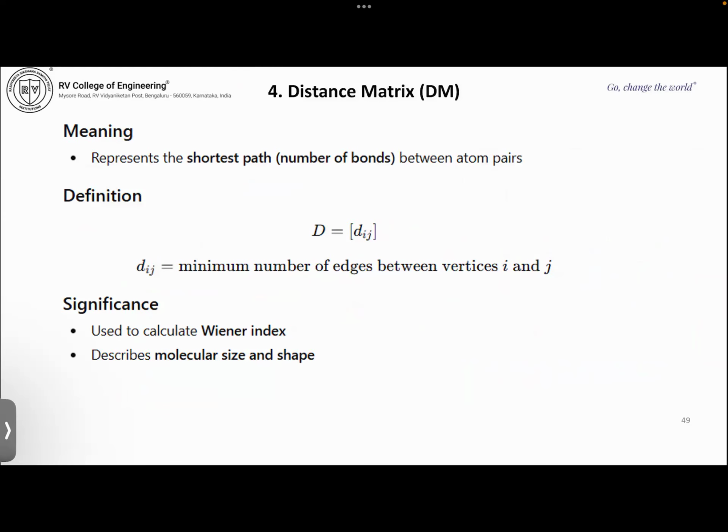Then the fourth one, that is the distance matrix. The last one in this unit, it represents the shortest path, the number of bonds between the atom pairs. So the distance matrix represents the shortest path between the atom pairs. D is equal to Dij, where Dij is the minimum number of edges between vertices I and J. So these are the two atoms, the vertices. This is used to calculate the Wiener index, I'll be discussing in the next recording, and describes the molecular size and shape.